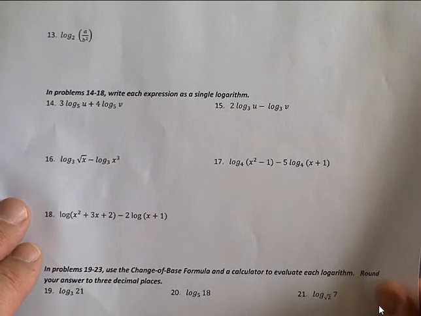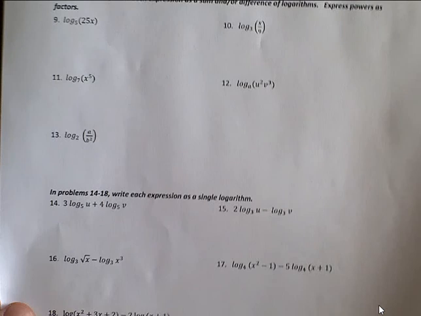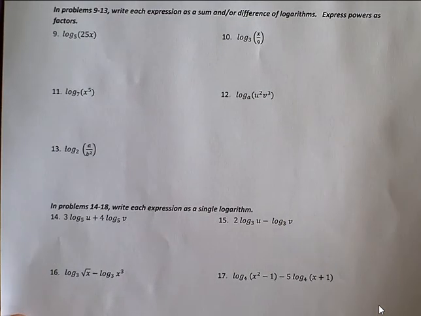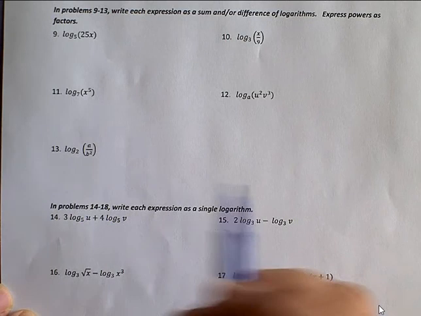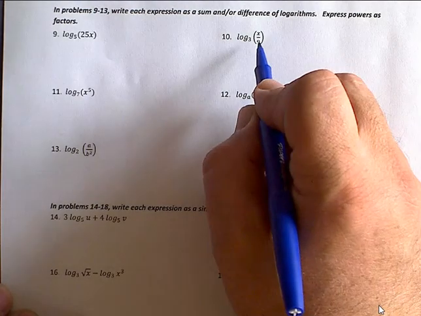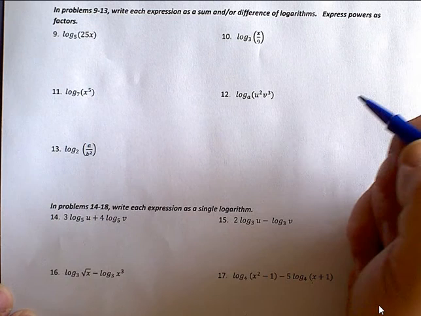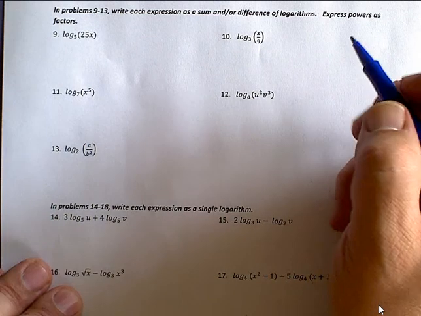Nine through 13, a little too high there. Okay, so it says rewrite each expression as a sum or a difference of logarithms. Okay, express powers as factors. Okay, so number 10, as a fraction, in other words, as a division. So that means I can split it up and write it as a subtraction.